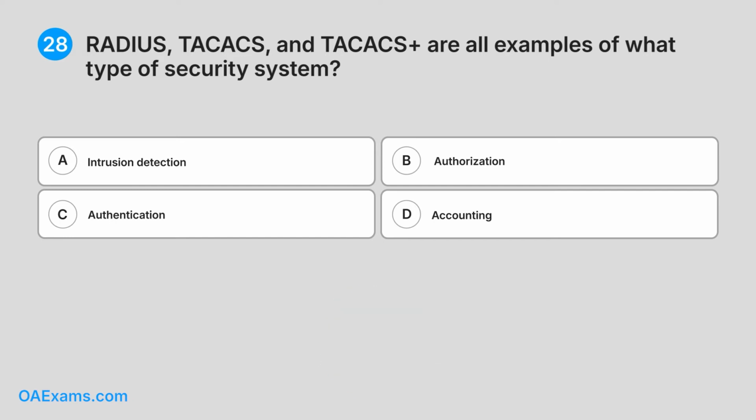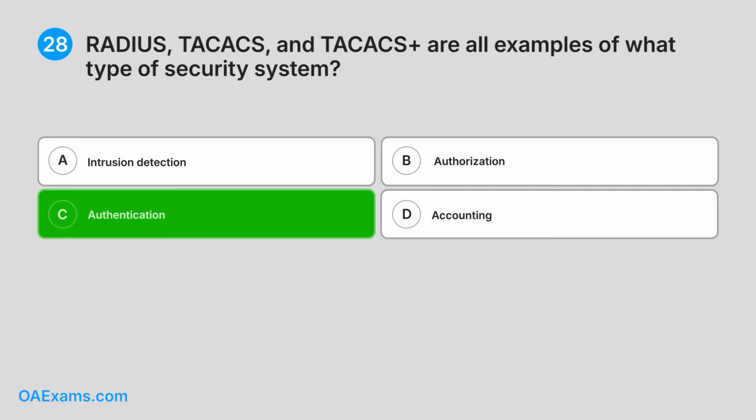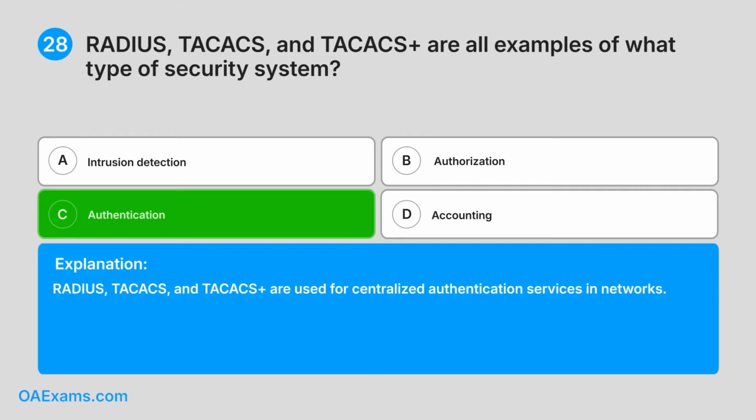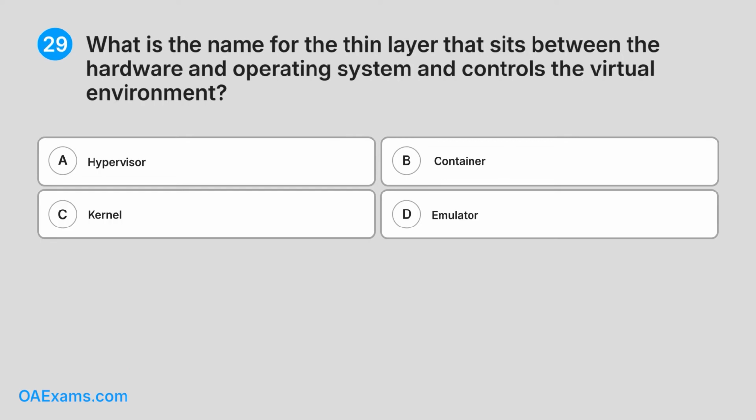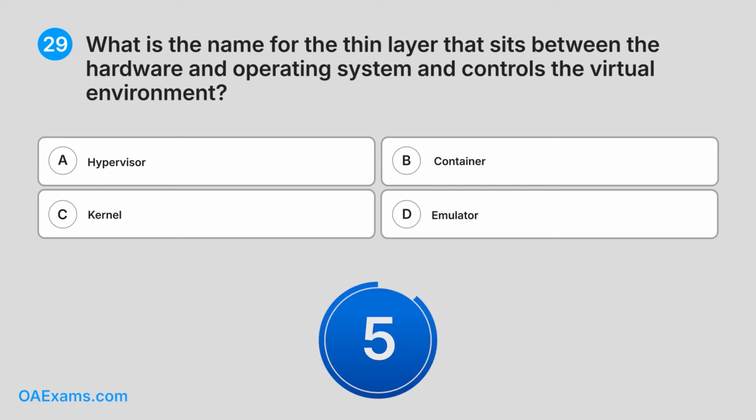Correct answer: C. Authentication. Explanation: RADIUS, TACACS, and TACACS+ are used for centralized authentication services in networks. 29. What is the name for the thin layer that sits between the hardware and operating system and controls the virtual environment? A. Hypervisor, B. Container, C. Kernel, D. Emulator. Do you know the answer?